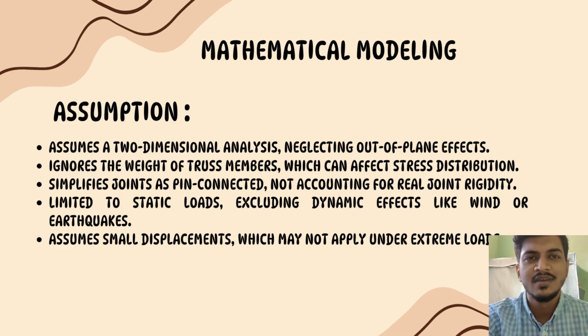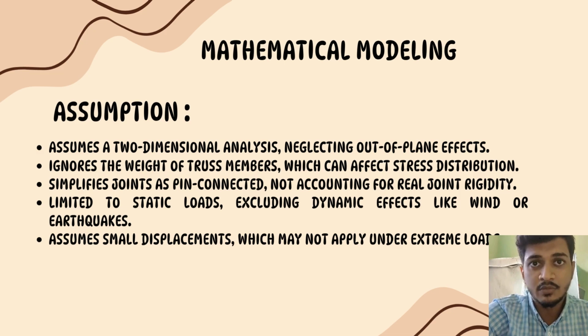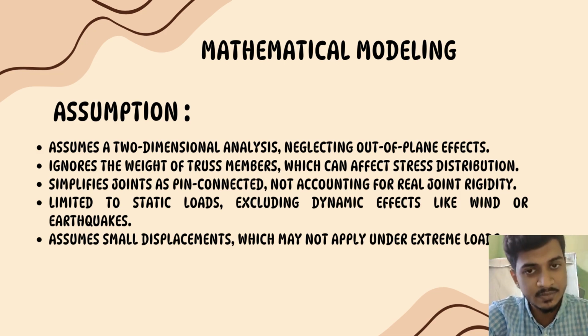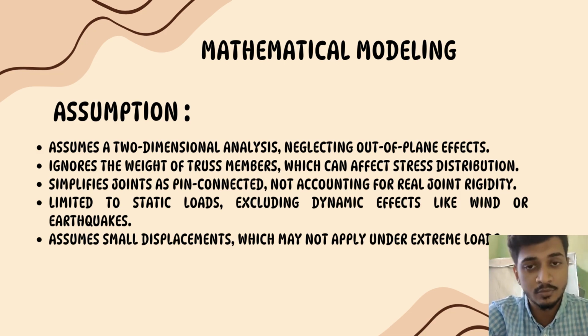We can see the assumptions are a very important part. The assumptions are a two-dimensional analysis, neglecting out-of-plane effects, and ignoring the weight of the truss members, which can affect the stress distribution. Then the joints are simplified as pin connected, not accounting for the real joint rigidity, and the loads are limited to static loads, excluding dynamic effects like wind or earthquake. Then the assumption of small displacement may not hold under extreme loads. Then we can see the next slide.